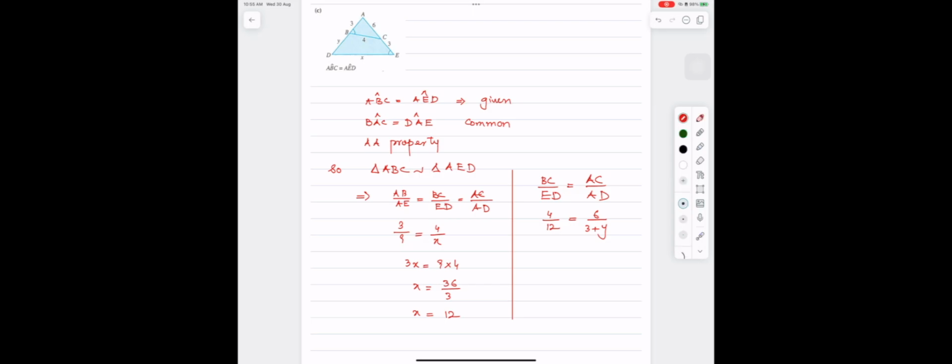Again, it's your choice. You can do cross multiplication or you can first simplify, but it's always better if you do simplification before you do cross multiplication. This is 1 over 3, which is equal to 6 over 3 plus y. So 1 multiplied by 3 plus y will give you the same, and the value of y is 15.